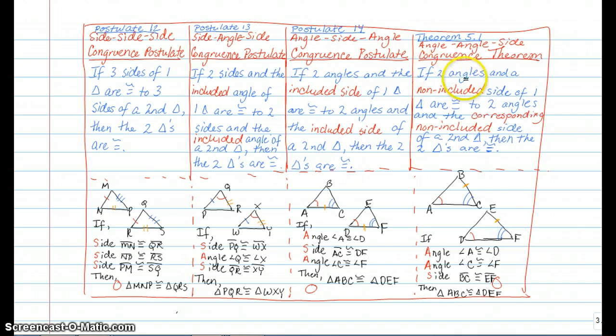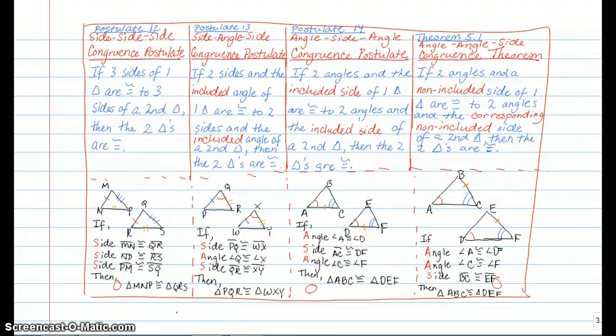It says if two angles and a non-included side of one triangle are congruent to two angles and the corresponding non-included side of a second triangle, then the two triangles are congruent. So again, make sure that you've written all of the words on the tops of your flaps, drawn all of the pictures underneath those flaps, including the information that I've written down here. So let's go through this last one.